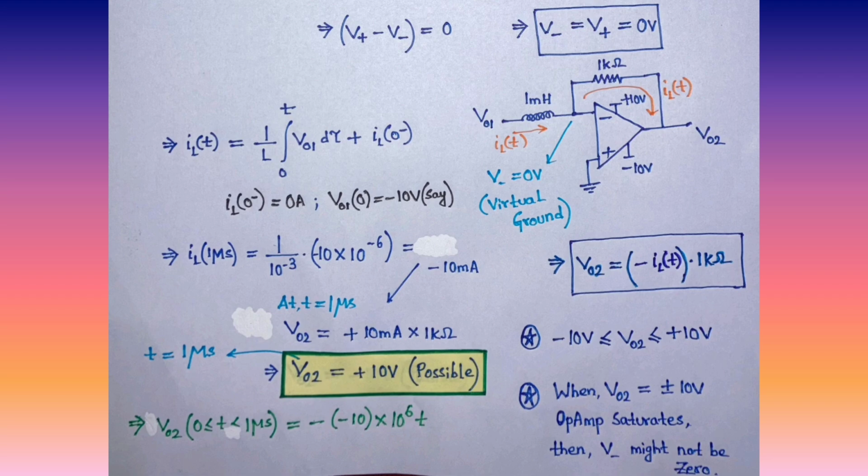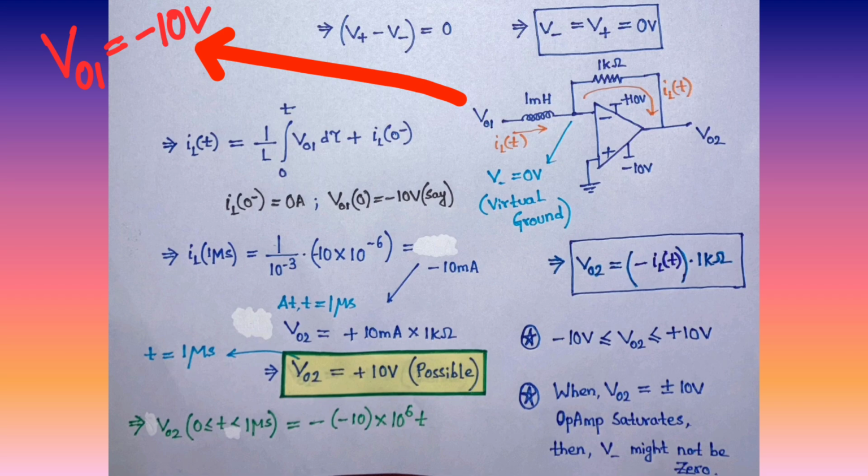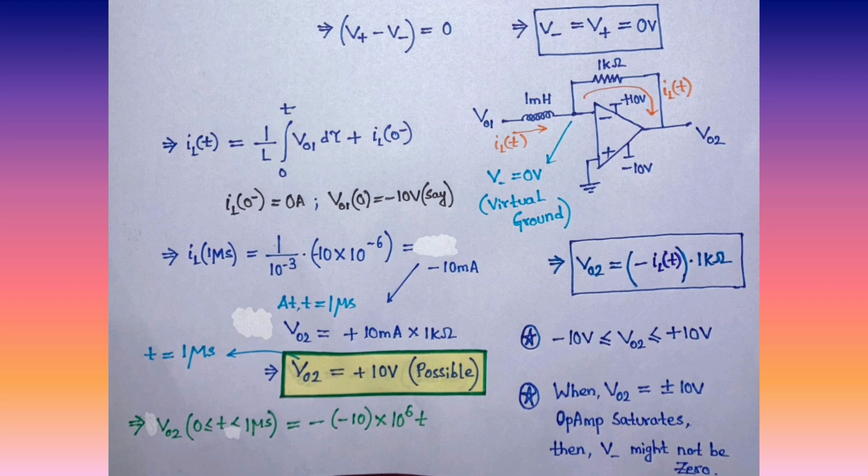where you can take a time integration from 0 to T, where T is less than 1 microsecond. One thing I want to say is that for that time my voltage is minus 10 voltage. So if we calculate my current at 1 microsecond, it should come as minus 10 milliampere. Already I have defined that my voltage at the inverting terminal is 0 voltage. So my output voltage is minus I_L T times 1 kilo, because the current is coming in the opposite direction. And my output voltage VO2 can be within the range of minus 10 volt to plus 10 volt.